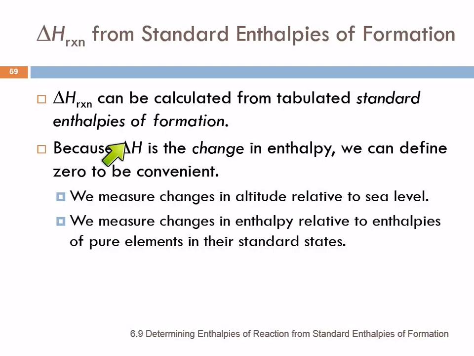So delta H is the change in enthalpy. We can define zero to be a convenient place. We have arbitrarily decided that we're going to call sea level zero elevation because it's convenient, right? In the past, we couldn't really measure how far we are from the center of the Earth. That's really what elevation is, right? So we just arbitrarily decided that sea level was zero, and we're going to measure everything in reference to that.